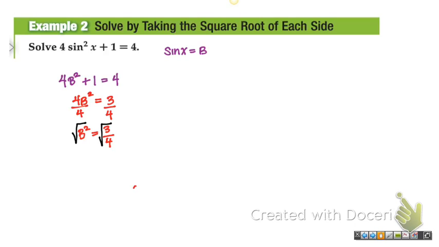Here's a really important thing: when you take the square root, remember that you're going to get positive root 3 over 2, and you're also going to get negative root 3 over 2. Again, we weren't solving for b, we were solving for sine x, so let's replace this with sine x. For what values of x is the sine equal to positive root 3 over 2? And for what values of x is the sine equal to negative root 3 over 2? So let's go back to the unit circle.